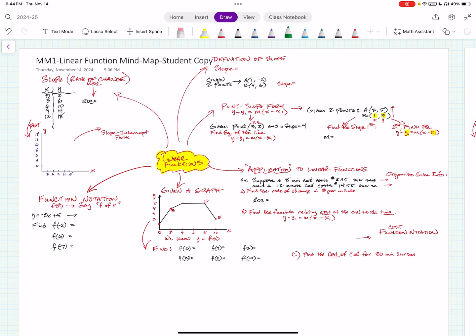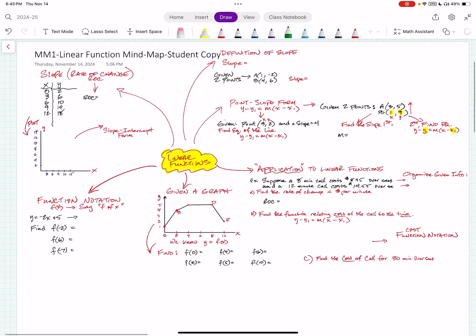Mr. Ainsworth here, and we're going to do a full-on review in the form of a mind map. Probably the first time you've ever seen this because not too many people teach mind maps, which is a concept map, basically downloading everything you know about a certain topic. In this case, linear functions. There's nothing new in this mind map, but it is a full review of everything you learned in the past couple months and all the concepts that you need to be really good at.